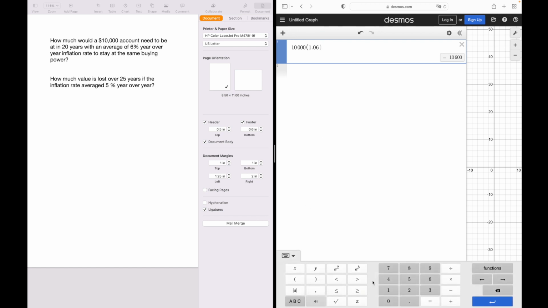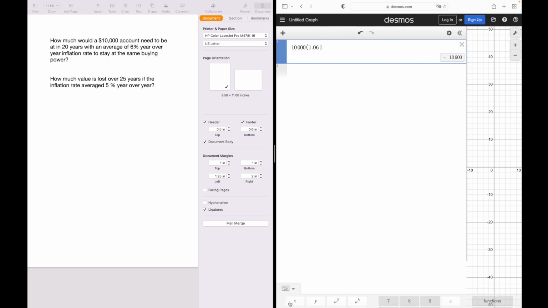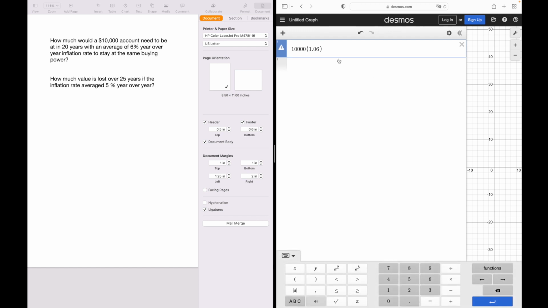Remember, exponent right down here. So click the keypad. Then click the AB, and it puts it to the exponent. We just need to find how many years, and it's asking in 20 years. So that shows you the power of inflation, that a $10,000 account, if inflation was 6%, which is pretty high, as we saw in the last video, in 20 years, the account would need to be at $32,000 to stay at the same buying power as $10,000. And so that's how you do those types.